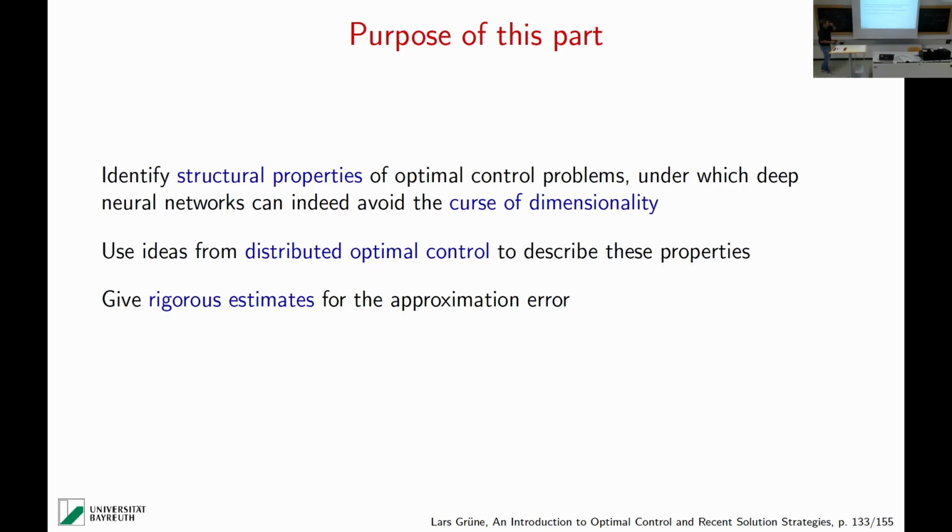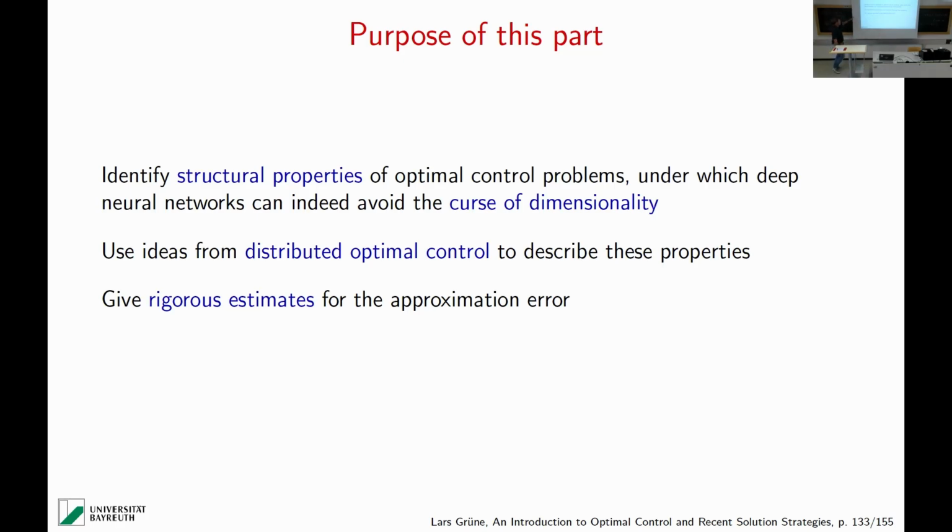And this is what I would like to explain here. So I would like to identify structural properties of optimal control problems under which deep neural networks can indeed avoid the curse of dimensionality. So not only that it may be, but I want a precise mathematical statement here. And what we do there is we use ideas from distributed optimal control to describe these properties.